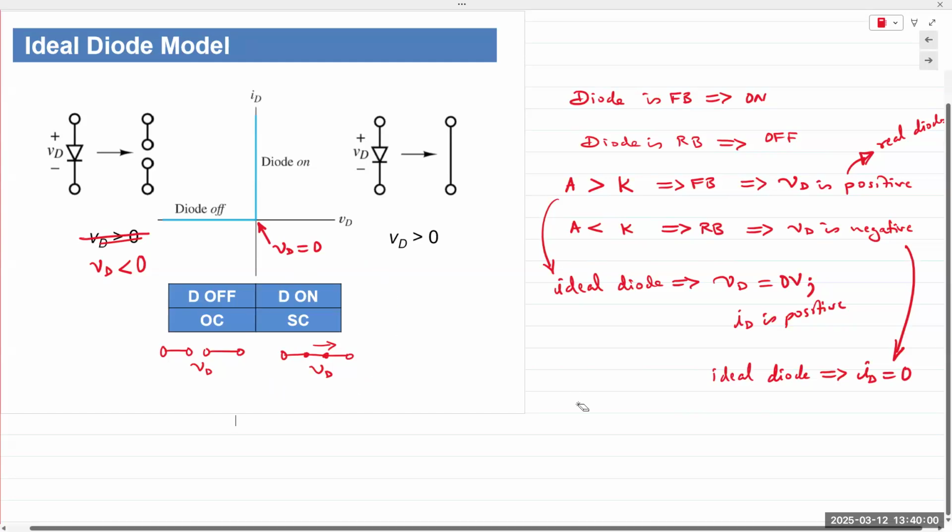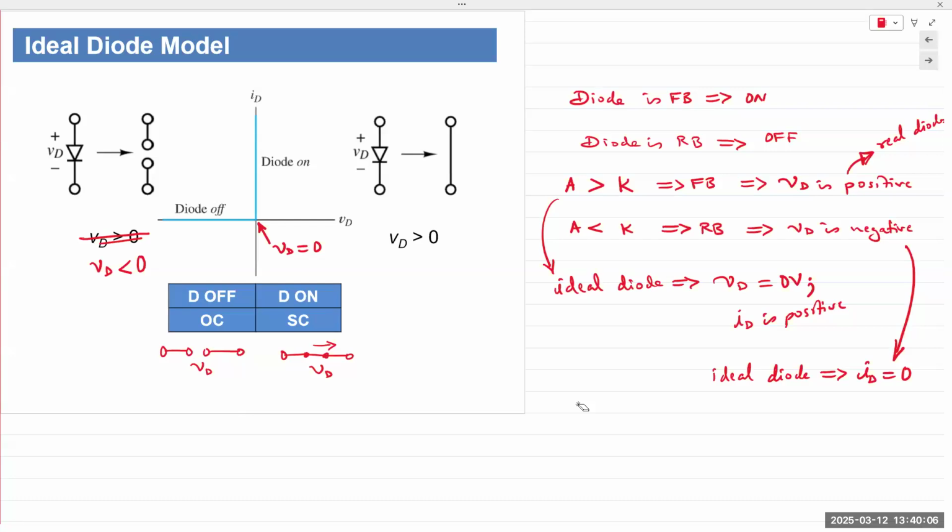If the anode is lower than the cathode, the diode is off. You replace it with an open circuit. Because it's an open circuit, voltage across it should be negative and current should be equal to 0. So you make an assumption. Based on the assumption, you replace the diode with either a short circuit or an open circuit. If you replace it with a short circuit, voltage across it should be 0 volts.